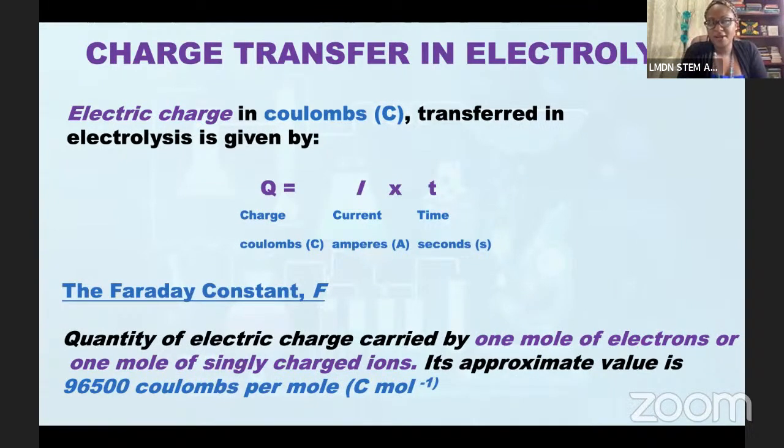We spoke about Faraday's constant, which is a number that you guys should commit to memory. Faraday's constant is essentially the quantity of electric charge that's carried by 1 mole of electrons or 1 mole of singly charged ions, right? Its approximate value we said is 96,500, and the unit is coulombs per mole, right? So we're all good on that, right?